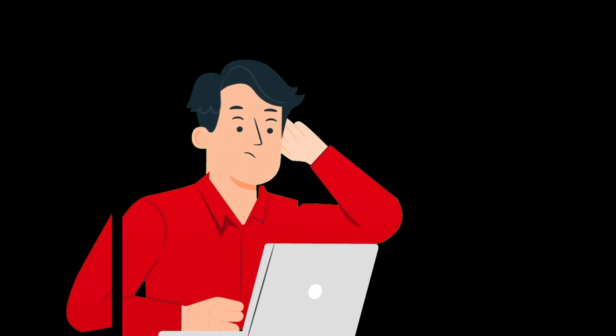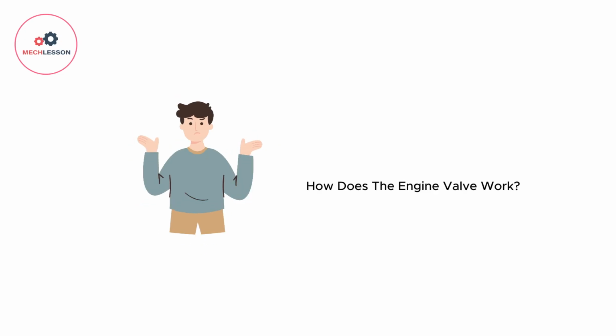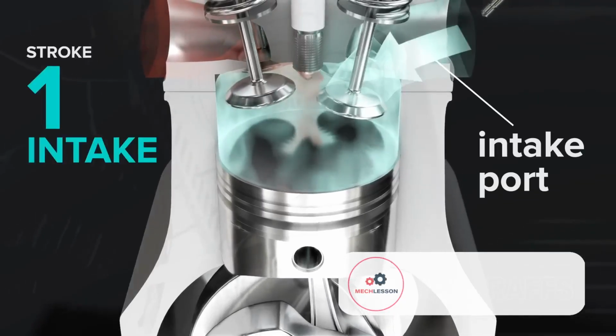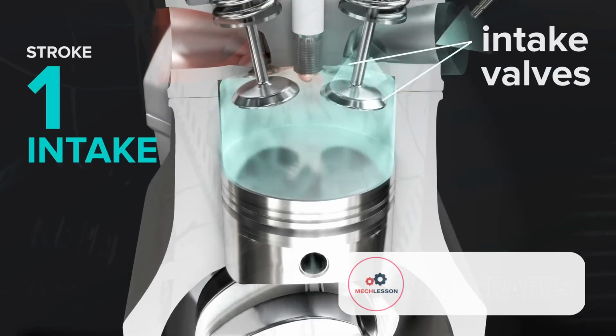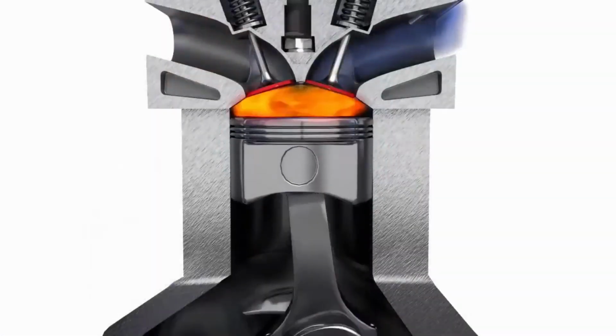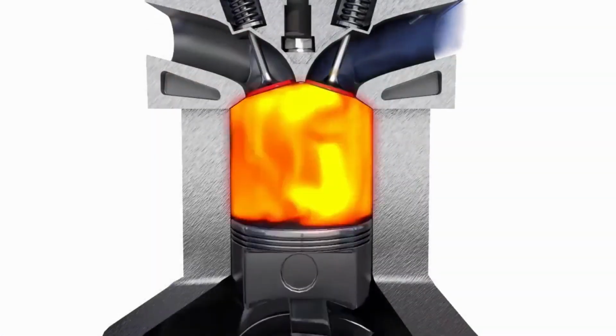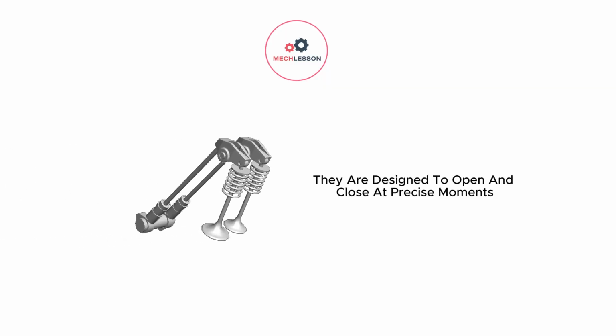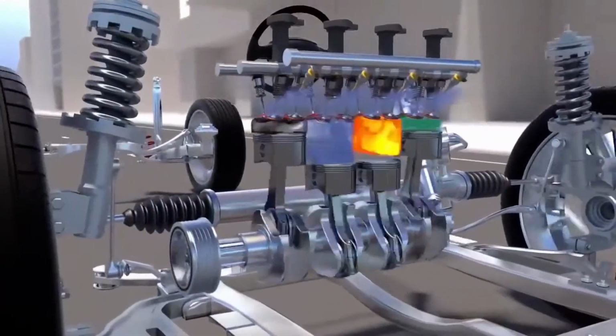Now, let's continue. How does the engine valve work? In a car engine, the valve that allows the mixture into the cylinder is called the inlet valve, while the one through which the used gases exit is known as the exhaust valve. They are designed to open and close at precise moments. This is why the engine runs efficiently at all speeds.